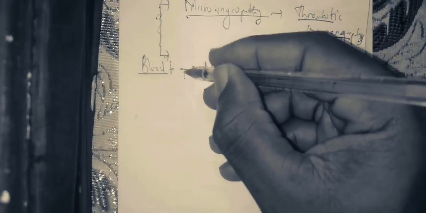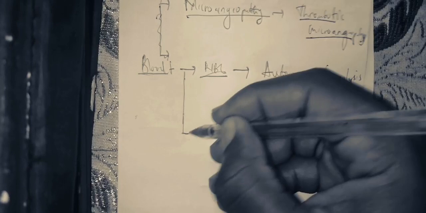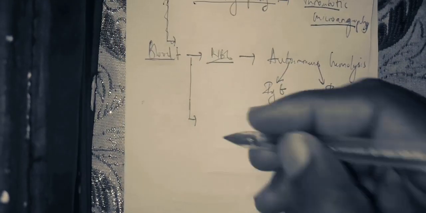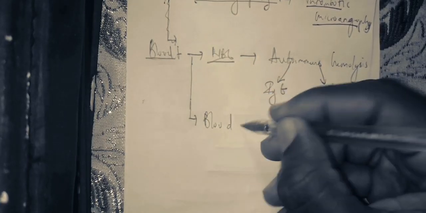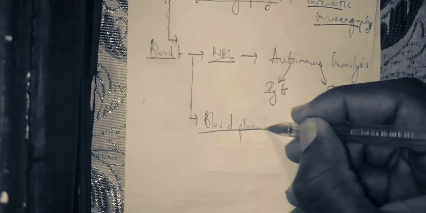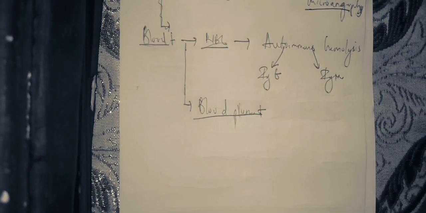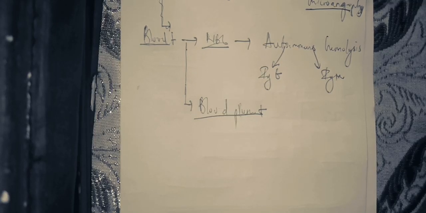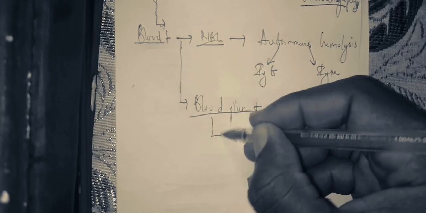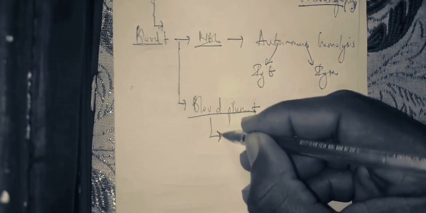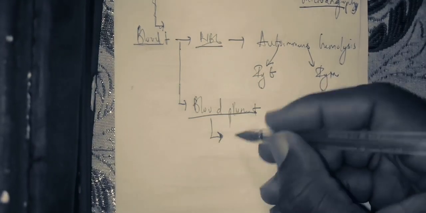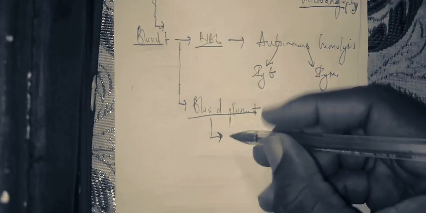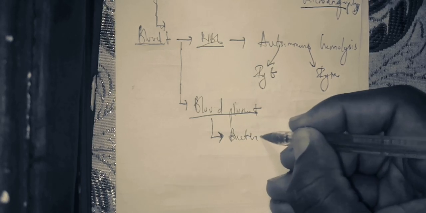Is it clear? Now the next one is in the blood again. What can we have? In the blood, we can have the blood plasma. In the blood plasma, what are the pathogenic elements that can occur? The first one is bacteria.